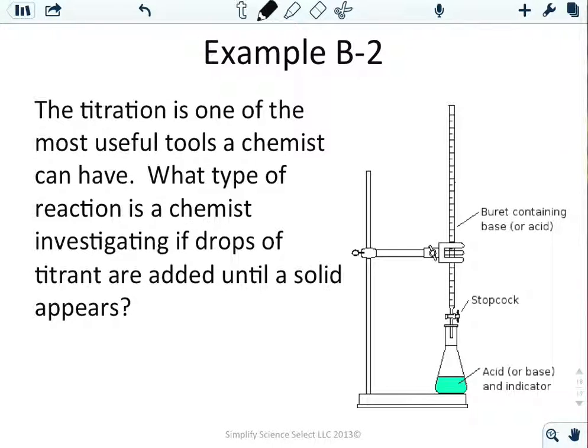Okay, example B2. The titration is one of the most useful tools a chemist can have. What type of reaction is a chemist investigating if drops of the titrant are added until a solid appears? So we're looking for a solid to appear. Anytime a solid appears, we have a precipitation reaction. This solid is coming out, a solid is precipitating out.